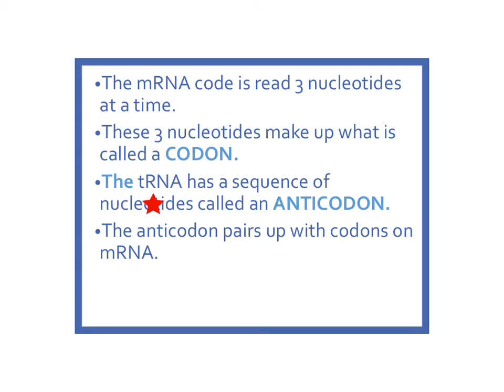The transfer RNA has a sequence that matches called an anticodon that I talked about a minute ago. So if the codon is CCC, the anticodon would be GGG. It's the complementary base, the matching base. Okay? The anticodon then pairs up with codons that are on the messenger RNA. So let me show you what that looks like.